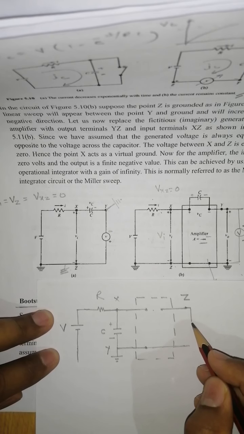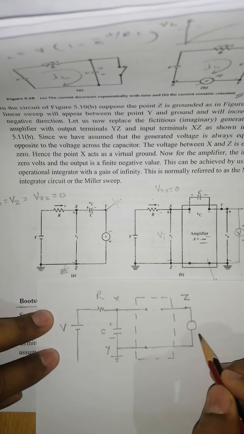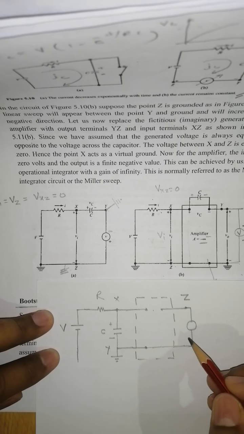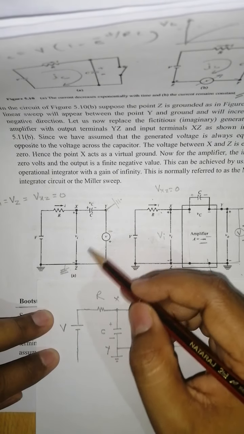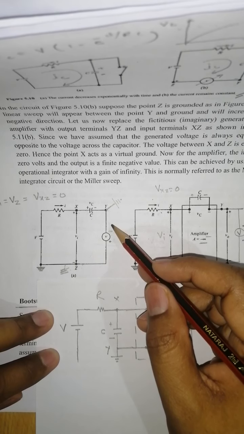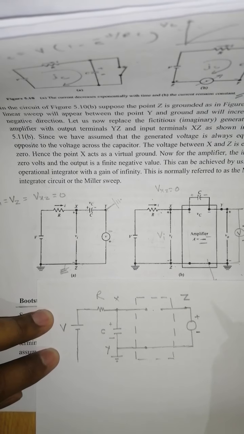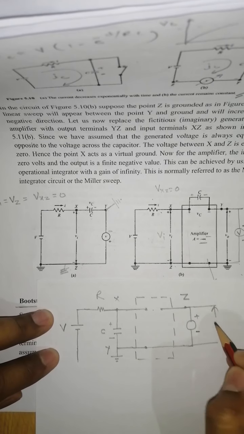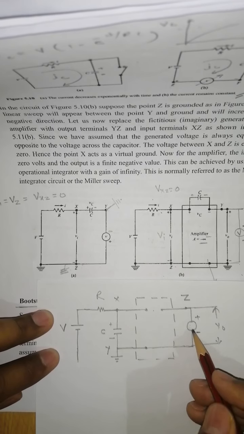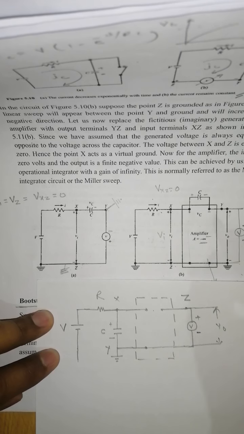So this is the output voltage, and what kind of polarity will be here? You can see now the polarity of this output terminal will be changed. The negative terminal is connected to this, so this is negative, and this is positive. So now at the output section you are going to get a positive sweep as compared to the Miller integrator circuit.